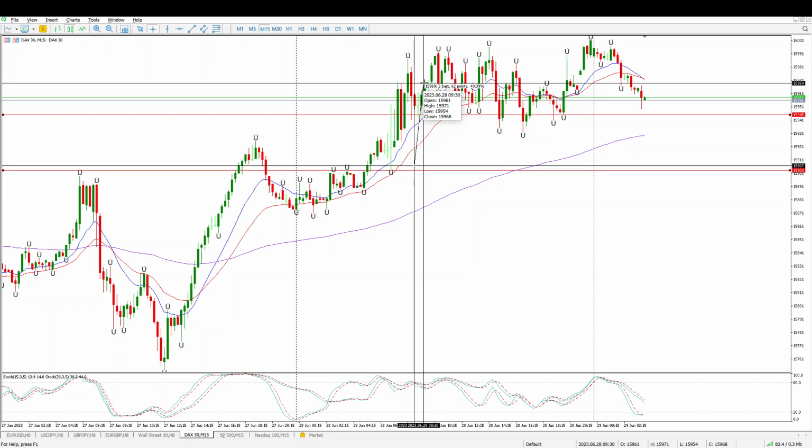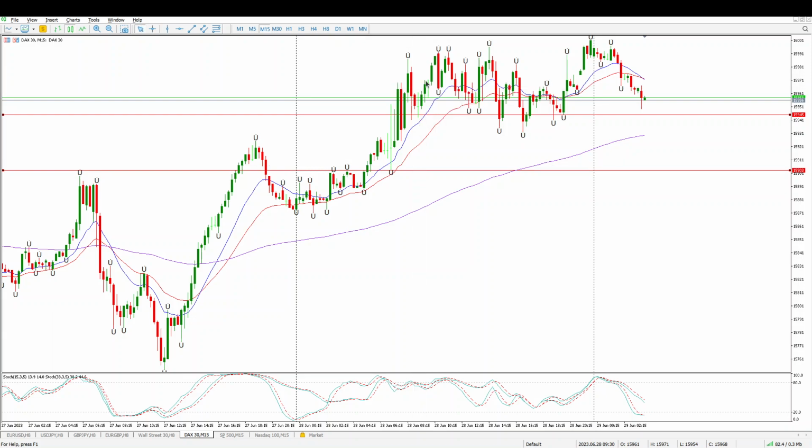It wasn't even 60 points. I think I made like 30 or 40 points, or pips should I rather say. So for me at the moment, you can see oscillators grouped to downside on the 15-minute.